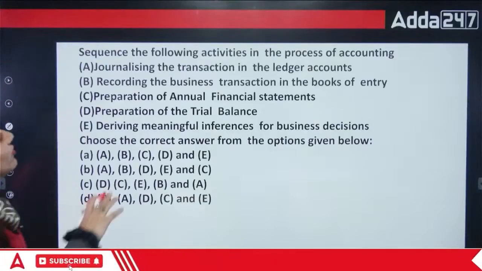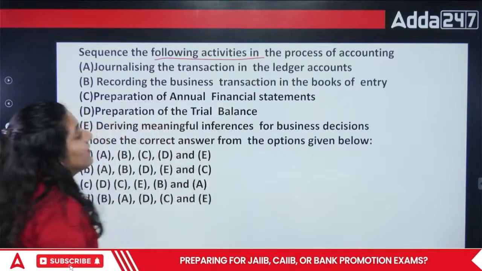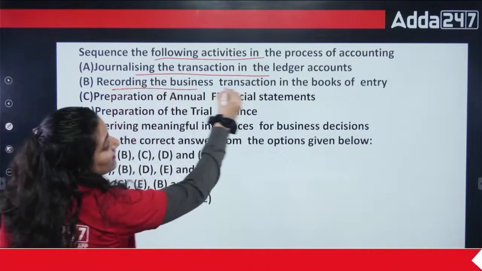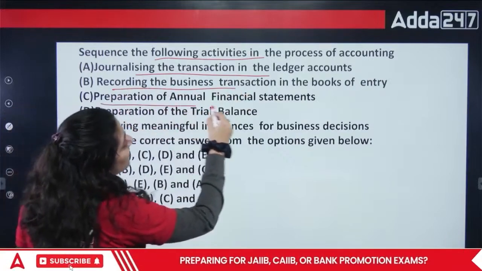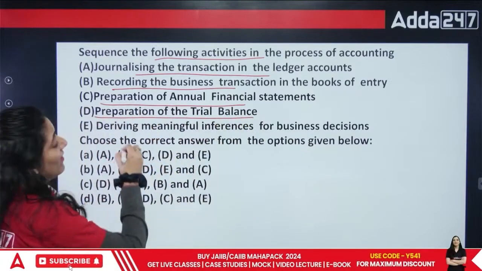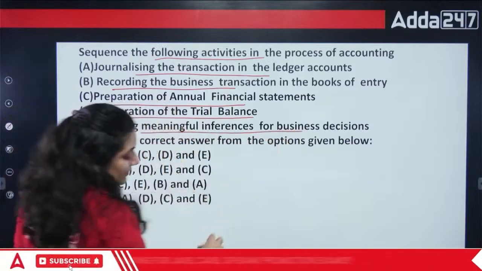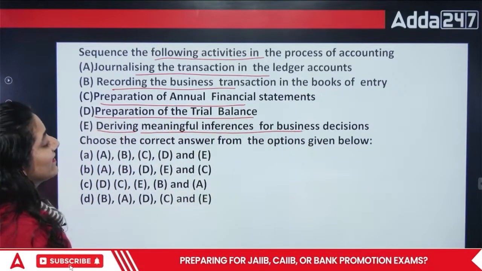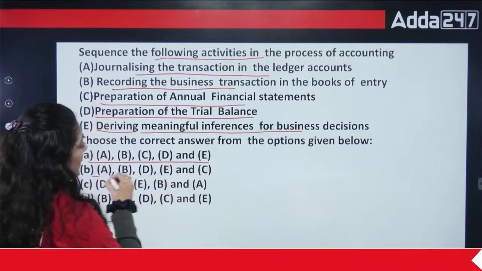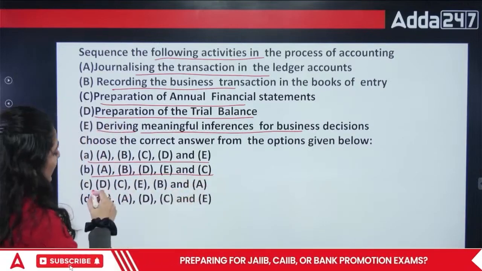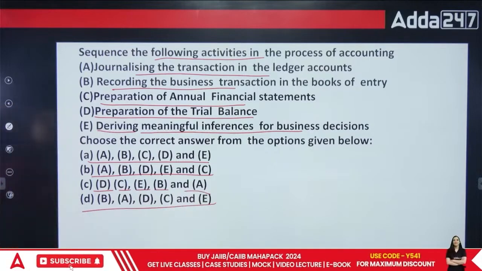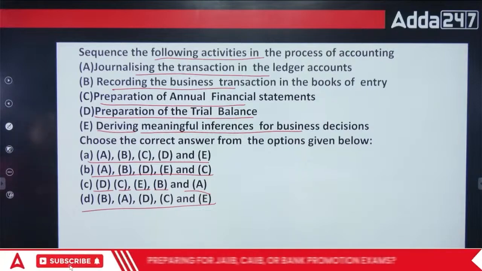Next point: the sequence of the following activities in the process of accounting. First is journalizing the transactions. Second is recording the business transactions. Third is preparation of annual financial statements. Then we have preparation of the trial balance. Then we have deriving meaningful inferences, right? Choose the correct answer from the options given below: A, B, C, D, E; then C, A, B, D, E; then D, C, E, B, A; and then B, A, D, C, E. When we talk about this, what is the sequence of the following activities?